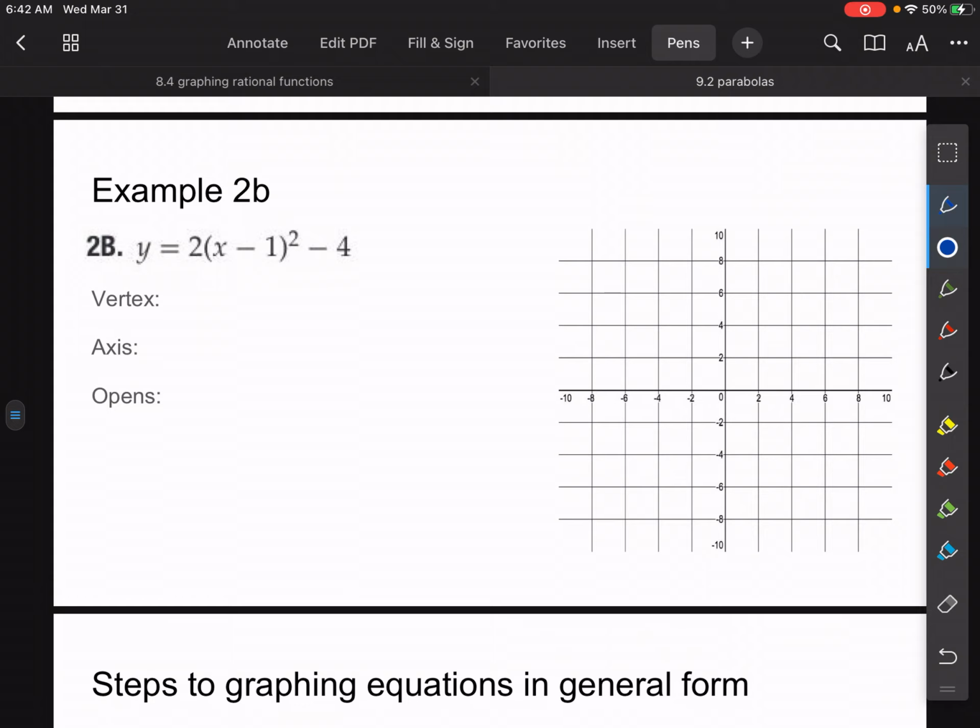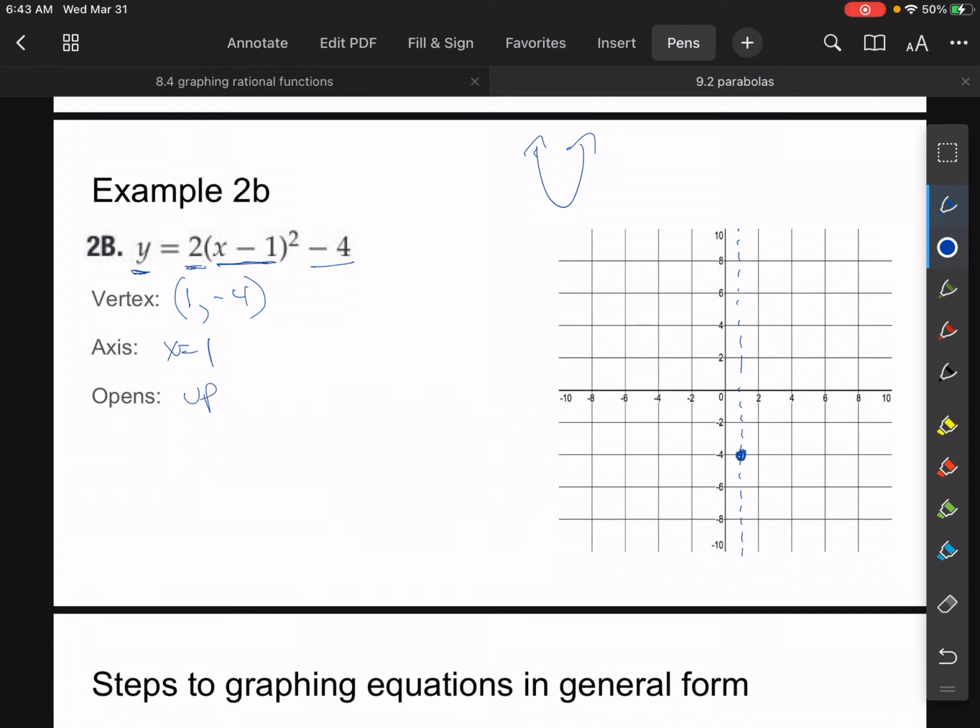Before you graph this, what I would encourage you to do is identify your vertex. This is a y equals, so it's opening up because my a value is positive. So I know it's going to have this general shape. The vertex is whatever makes this go to 0, which is 1, followed by this, negative 4. So at 1, negative 4, I have the vertex. That means my axis of symmetry is also here because it's opening up. So the axis of symmetry is at x equals 1, and it opens up.